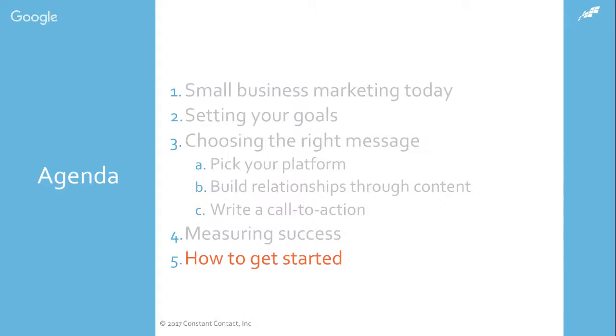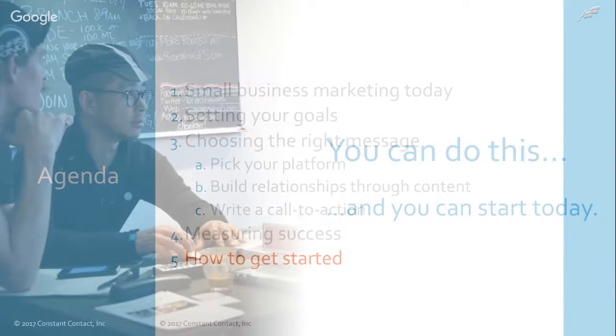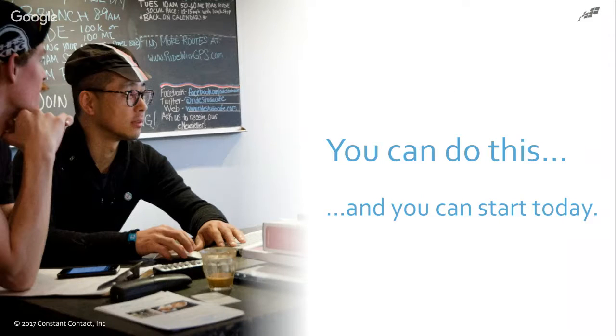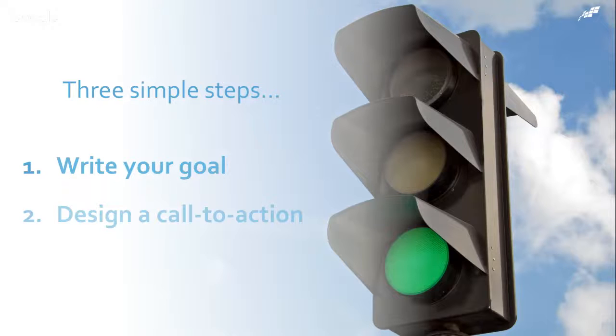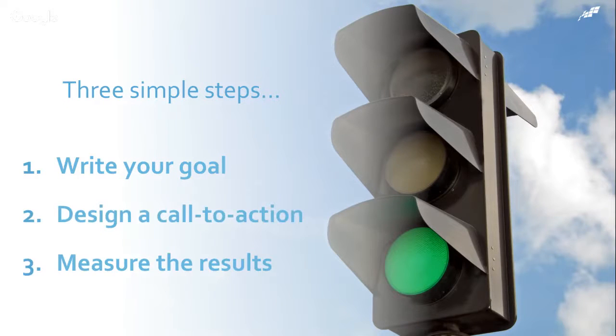So you've got all of the detail, you know how to measure, you know how to choose the right message and set goals. The thing that you need to know now is that you can do this and you can start it today. It's well within your reach. It's 3 simple steps to get you moving. Write your goal, design a great call to action, and then measure the results of any message that you send.